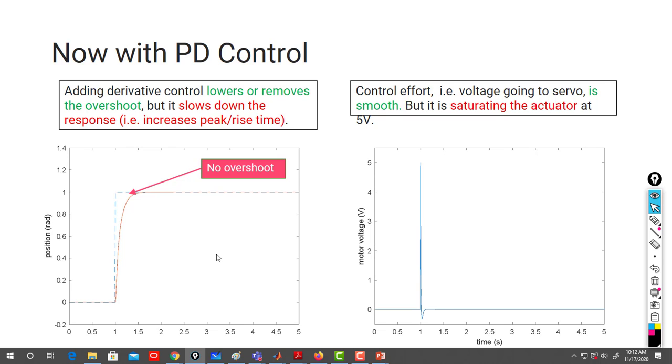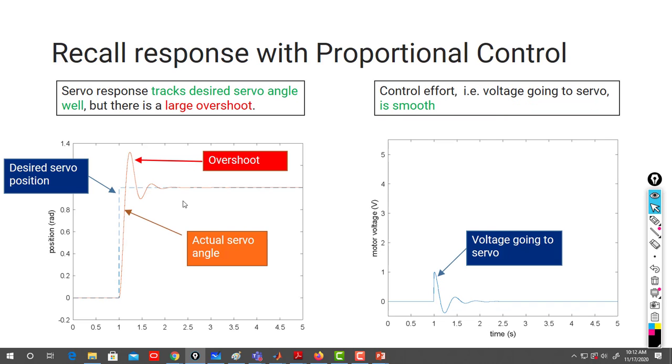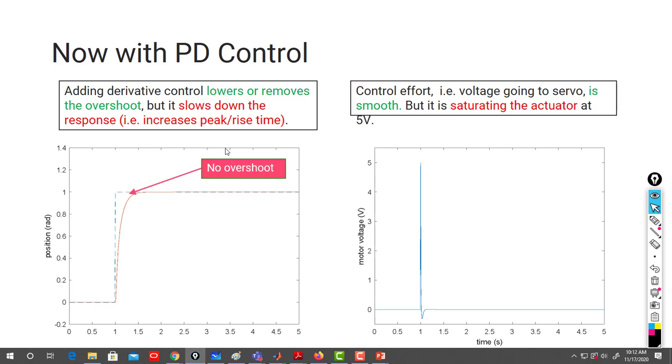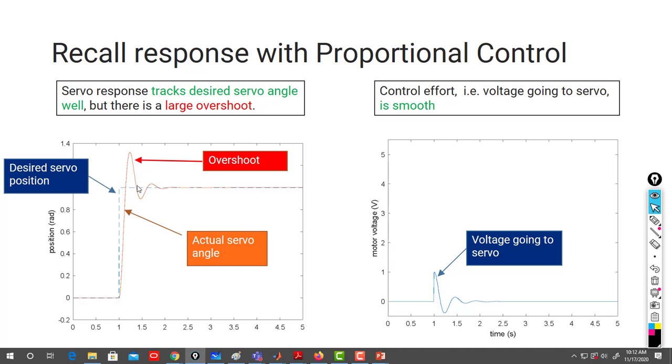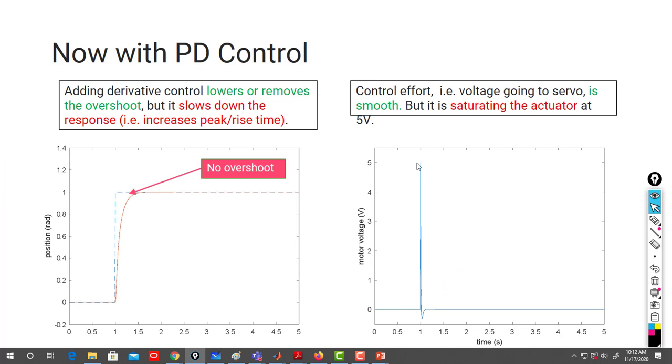So this is the proportional control they did before for that system. Then when they added PD on it, they find there is no overshoot, which is a good point. So with P, but with PD there is no overshoot, but it's saturating the actuator a bit. The actuator saturates at 5 volts, so you can see we are reaching 5 volts at the transition point at 1 second, when I go from 0 radian to 1 radian angle. So it follows without overshoot, but I'm saturating my actuator a bit.